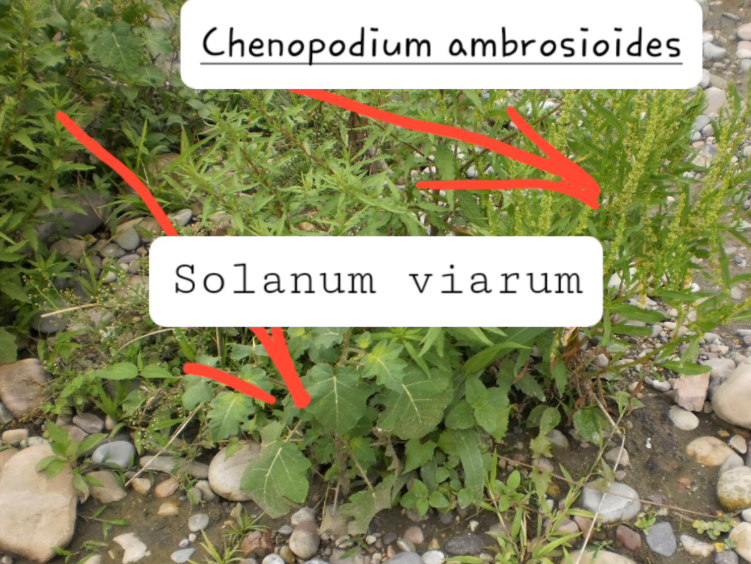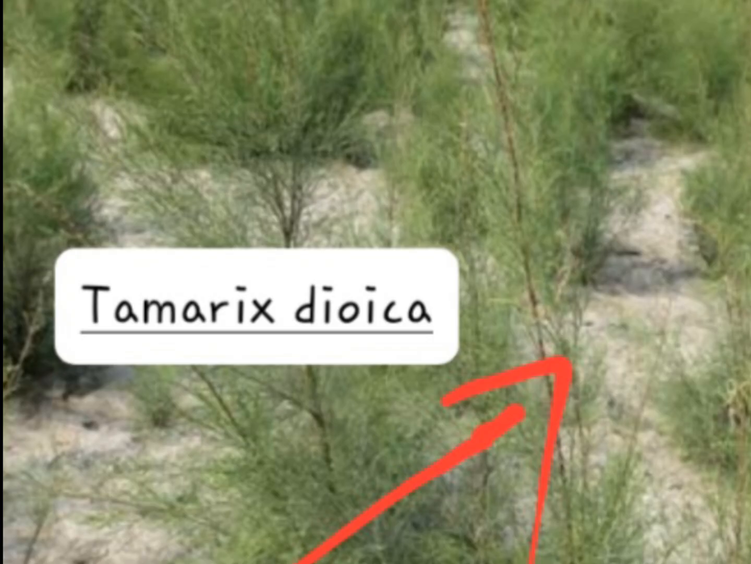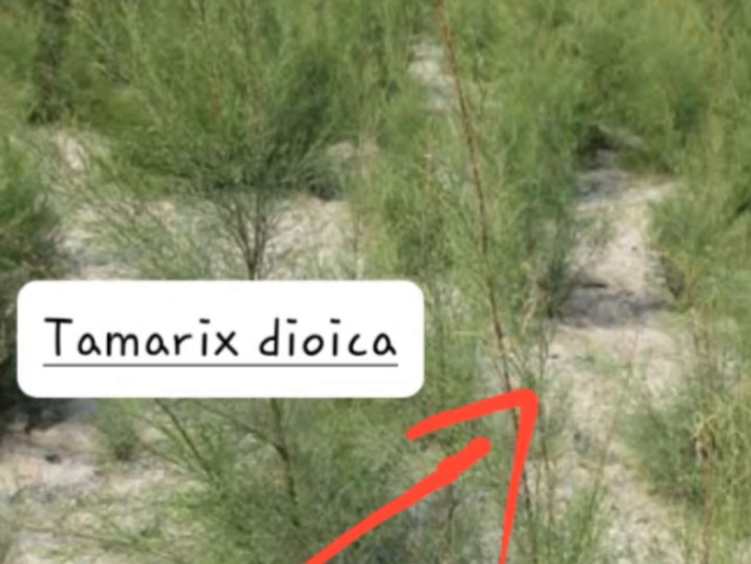If babies and little children eat or chew it, it will definitely be harmful to them. But for toothache, people generally keep the seeds inside the mouth and they get relief. And the next plant is the Tamarix, commonly called the twiggy shrub.